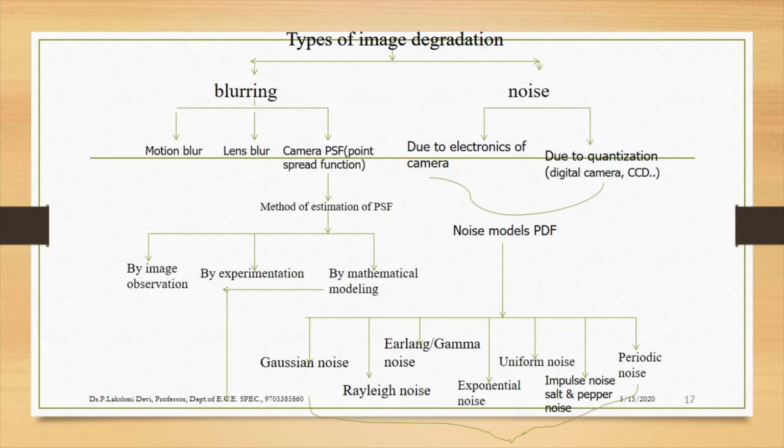Then what are the different models of noises we have, based on the PDF, the probability density function of noise models? What are the different types of noise models we have? Totally, the noise models have been categorized into two types. One is random noises, the second one is periodic noises. We have different types of random noises, but under the periodic, basically a sinusoidal and a cos.